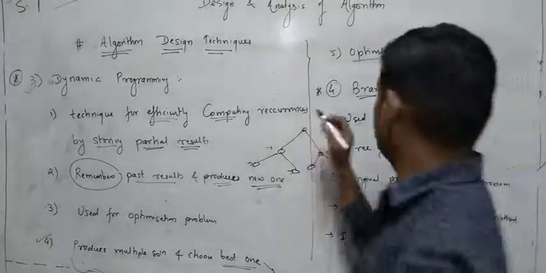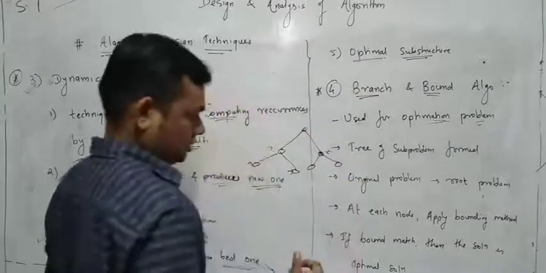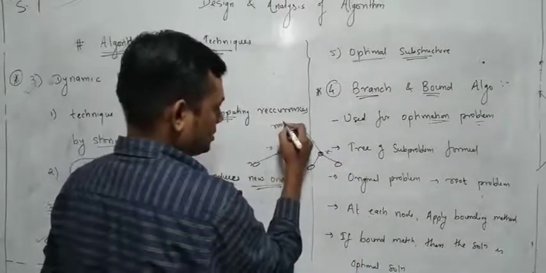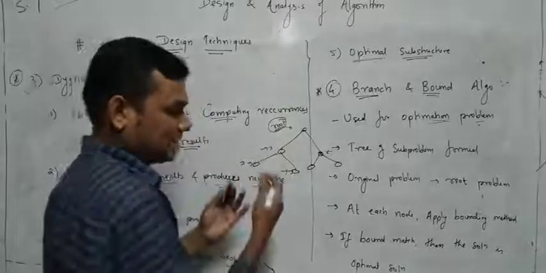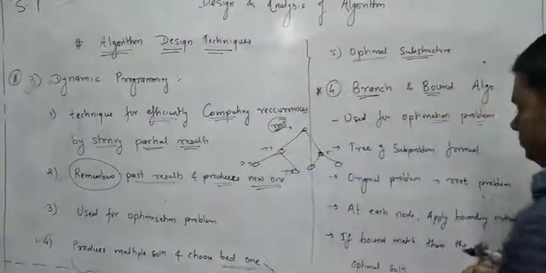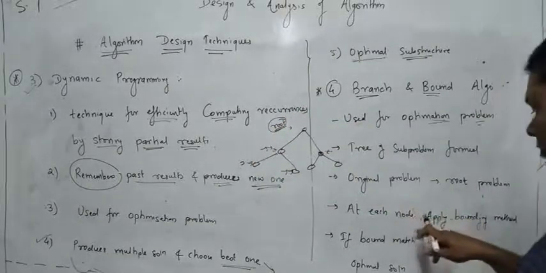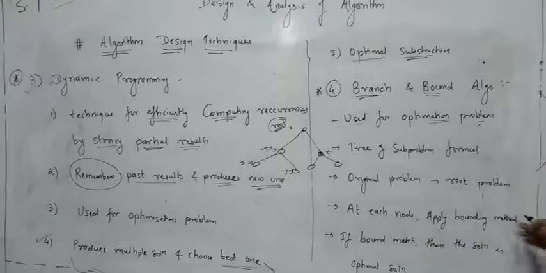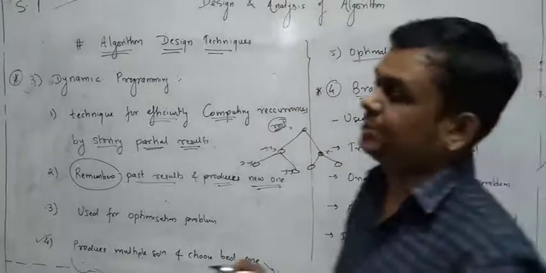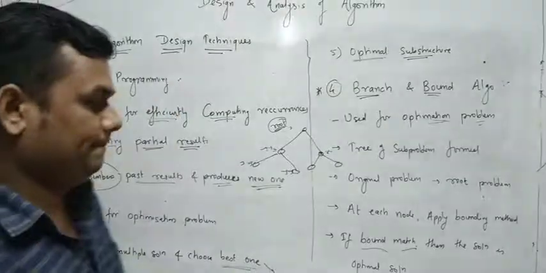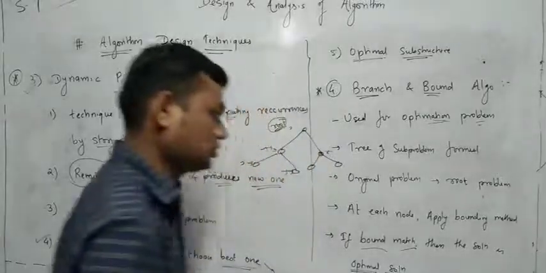Then next, we divide the main problem into a number of subproblems. The main or final problem, the original problem, is called the root, and these are the subproblems. Each subproblem produces an output. At each and every node, we have to apply the bounding method, and after applying the bounding method, if we get a bound match, then the optimal solution is produced from that state, and that is the best solution for the branch and bound algorithm.